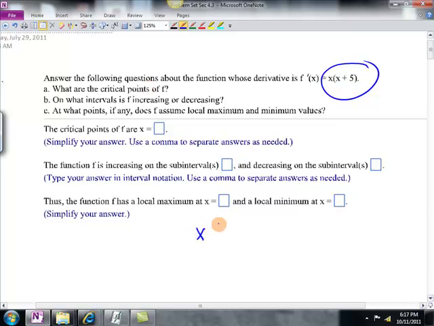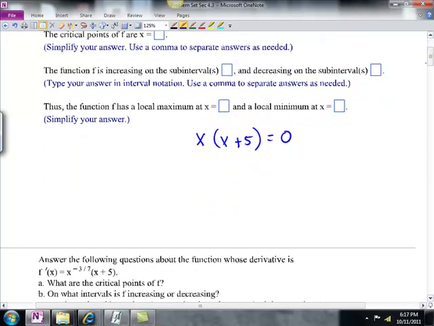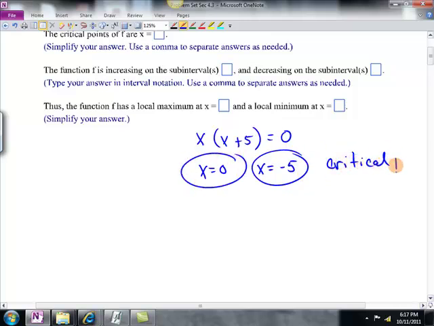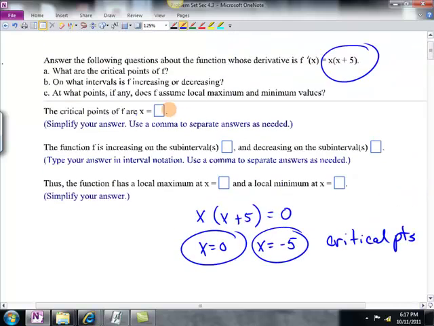So if we have x times x plus 5 and we set it equal to 0, what does that mean? What are we going to have then? X equals 0, x equals negative 5. So those are the critical points. And I believe it asks for that in the first part right here, and it says use a comma to separate them. So you would put just 0, negative 5 there.